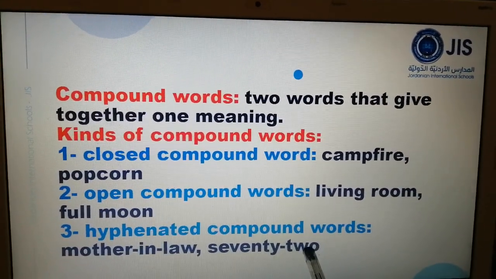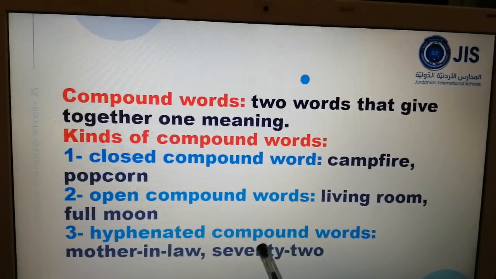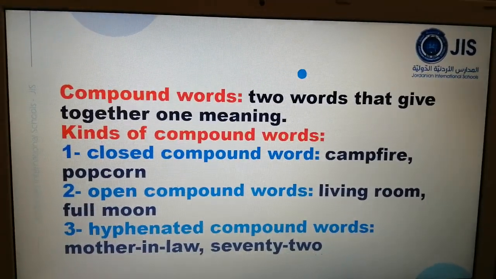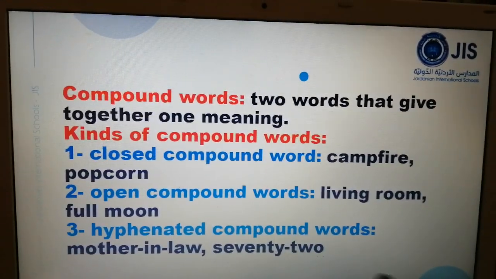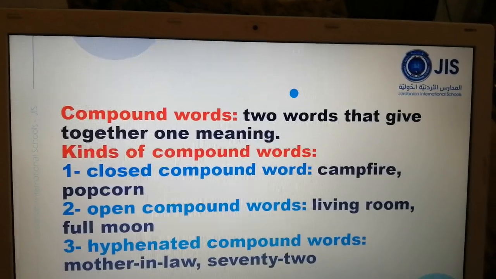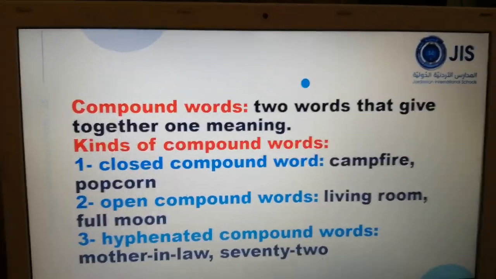Also 72. I put a hyphen between the two words, and that's why we call it a hyphenated word. And these words together will give me one new meaning. And here it's the same, 70. With two, it will give me a new different meaning. So these are examples of compound words and the kinds of compound words.